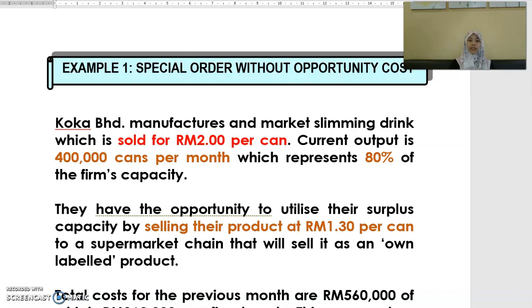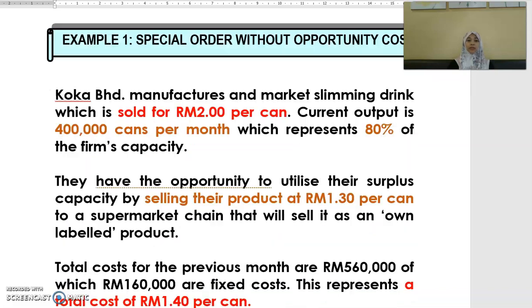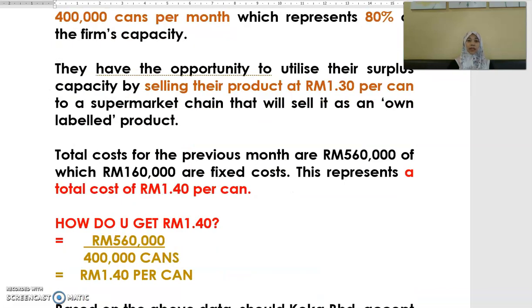Now, let's look at example 1, special order without opportunity cost. Coca Berhad manufactures and markets living drink, which is sold for 2 ringgit per can. Current output is 400,000 cans per month, and this represents 80% of the firm's capacity. They have the opportunity to utilize their surplus capacity by selling their product at 1 ringgit and 30 per can to a supermarket chain that will sell it as an own label product.